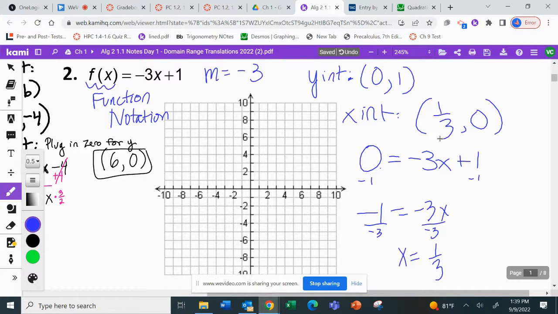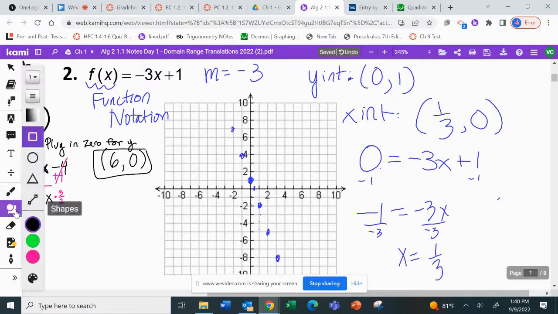My y-intercept is at 1. My x-intercept is hard to graph. So I'm definitely going to use my slope to make sure I'm doing this right. I'm going to start at the y-intercept and go down 3 over 1, down 3 over 1, down 3 over 1. And as I'm following my pattern, it does look like the x-intercept will go through 1/3. So I feel pretty confident I have it right.